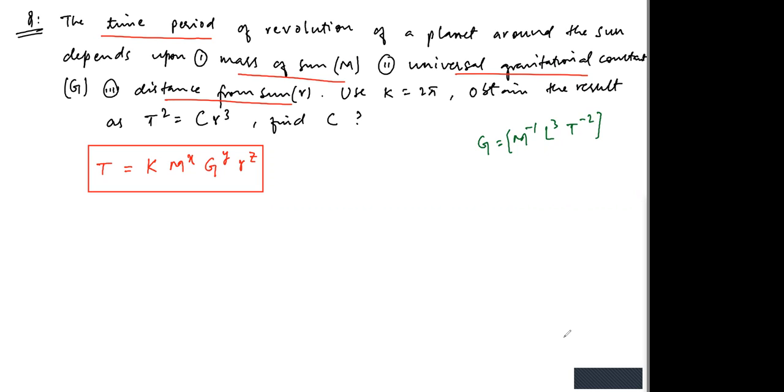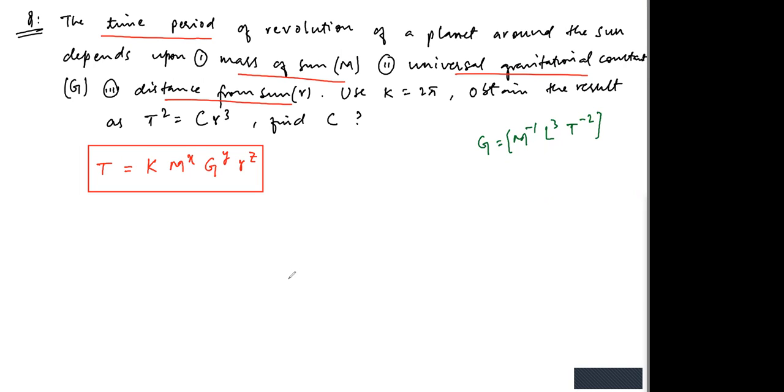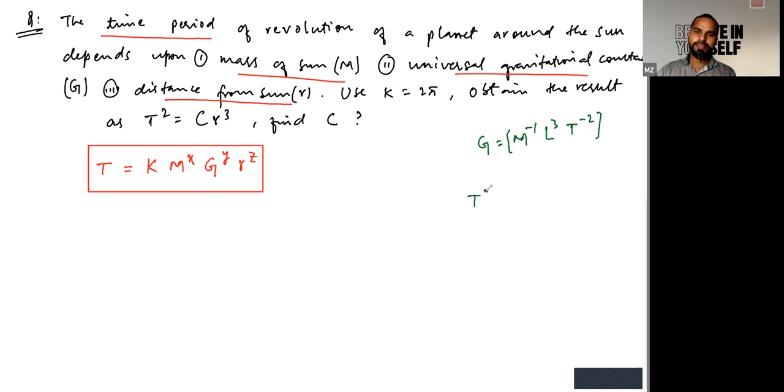Where I found like T is equals to 2 pi r raised to 3 by 2 divided by square root mg. But after that, I don't know how to get T square is equals to C r cube. Just take squaring both sides. Okay. So on squaring, you will get T square is equals to 4 pi square divided by g times of m into r cube. Okay, Mamuna? Yes, sir. So just compare these two equations, this part and this part. So what should be the value for C?